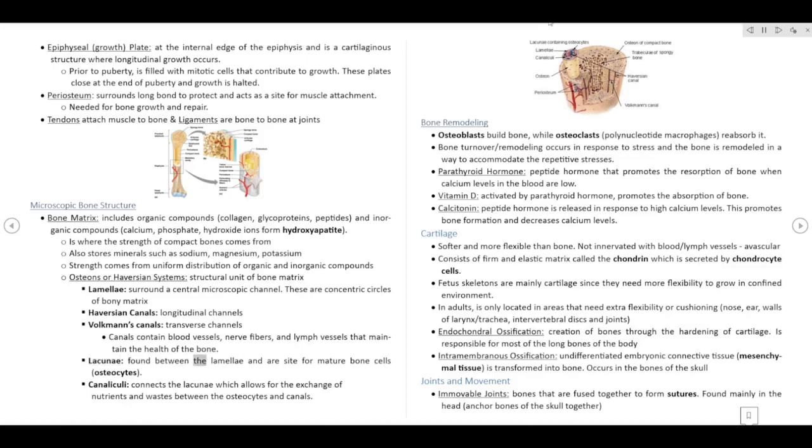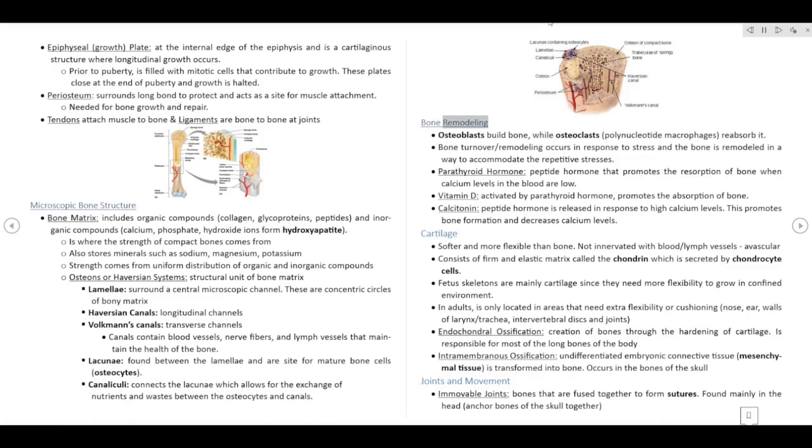Lacunae are found between the lamellae and are the site for mature bone cells, osteocytes. Canaliculi connect the lacunae, which allows for the exchange of nutrients and wastes between the osteocytes and canals.